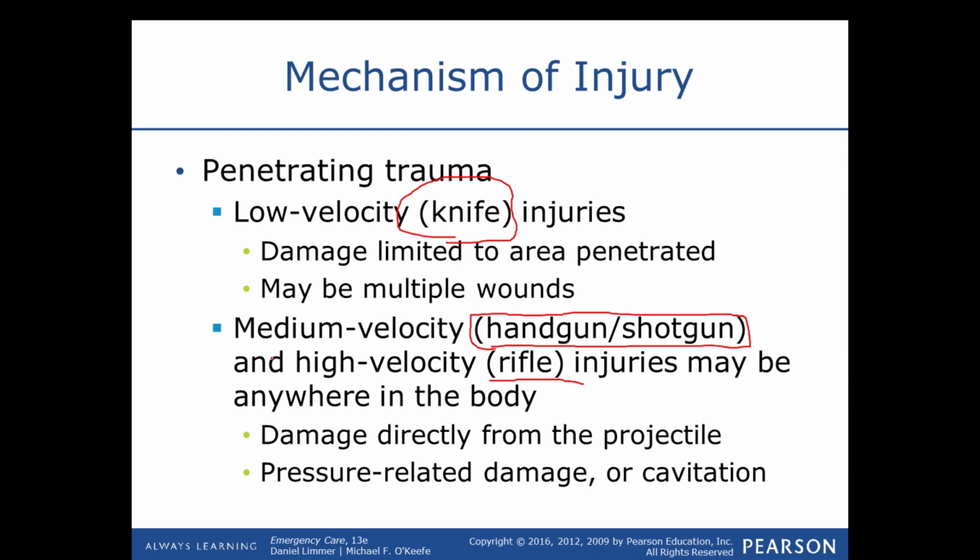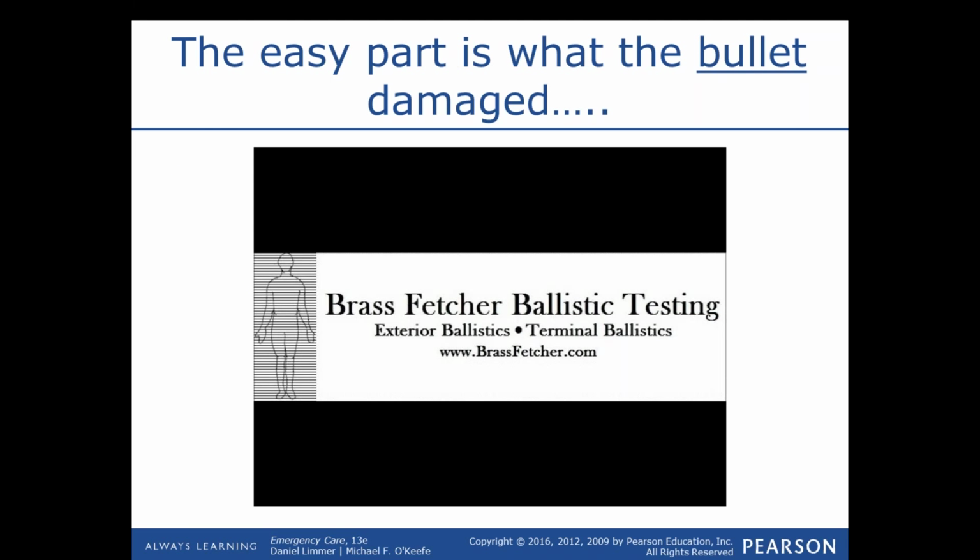And we're going to show you a video here in a second of what that cavitation looks like. But what you're concerned about is the damage that's directly done by the projectile, as well as that pressure-related damage or cavitation. Also, if you know anything about ballistics or bullets, bullets tend to do some pretty miraculous things when it comes to ricocheting. They can cause bone fractures or anything along those lines.